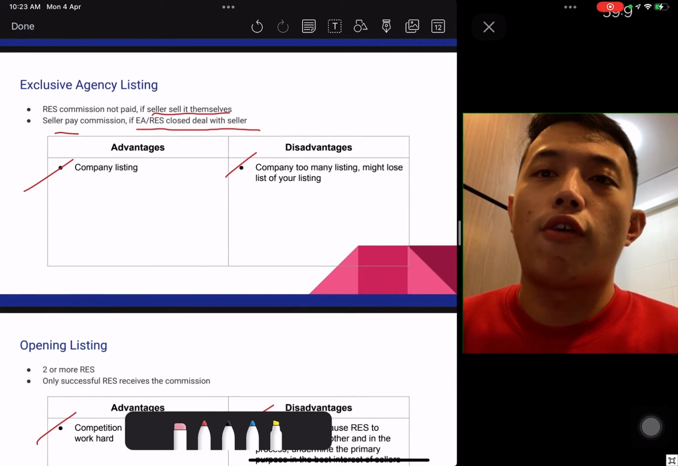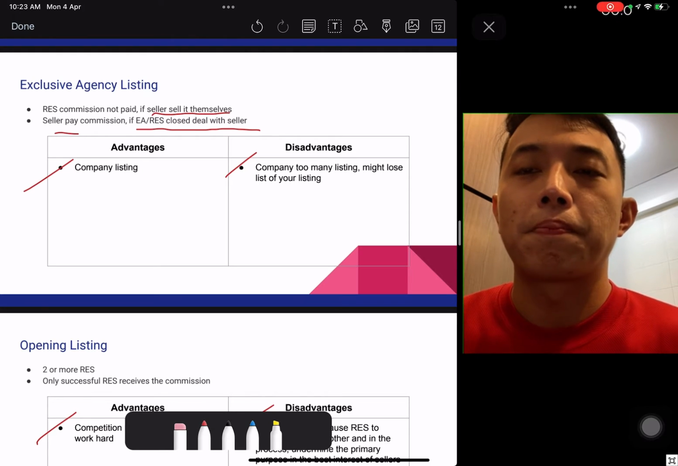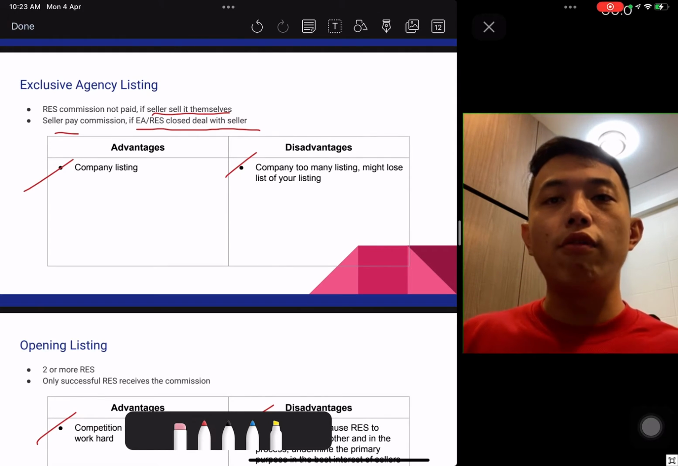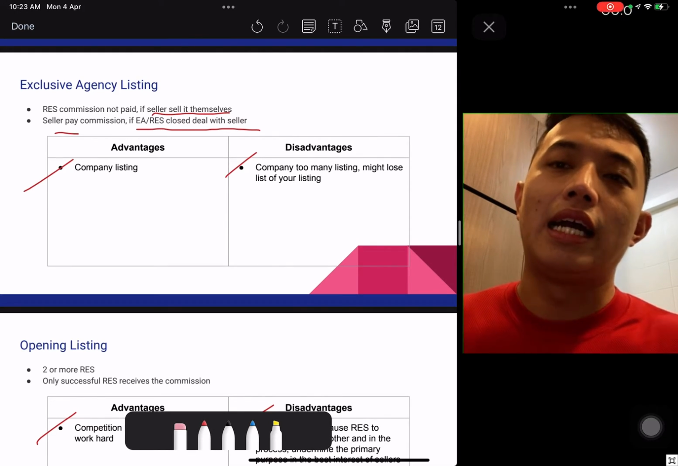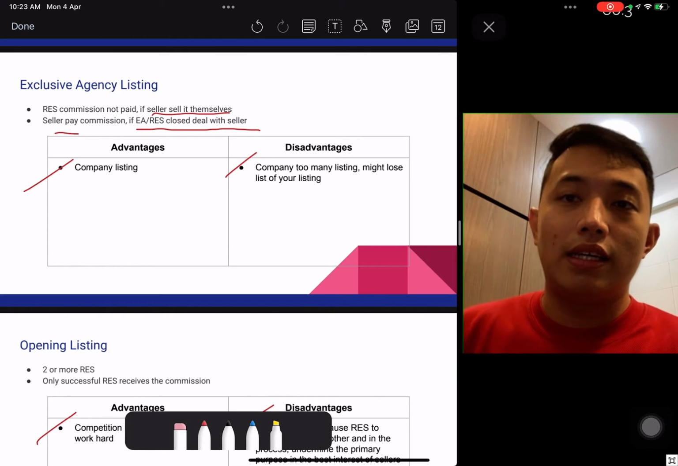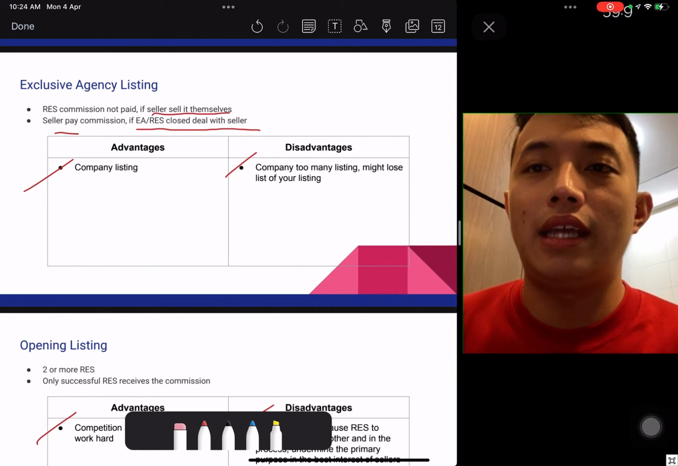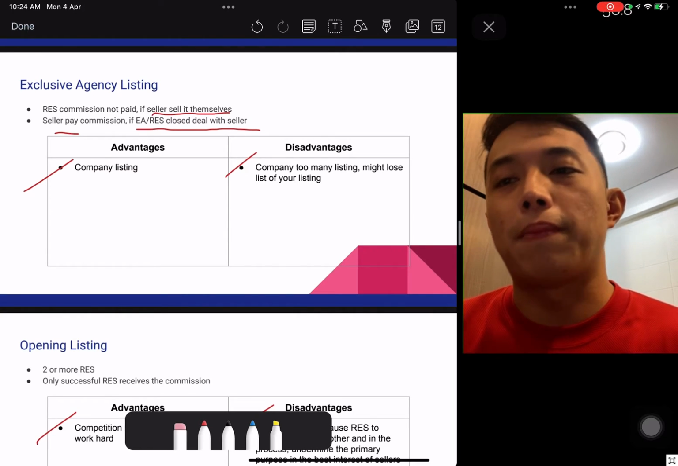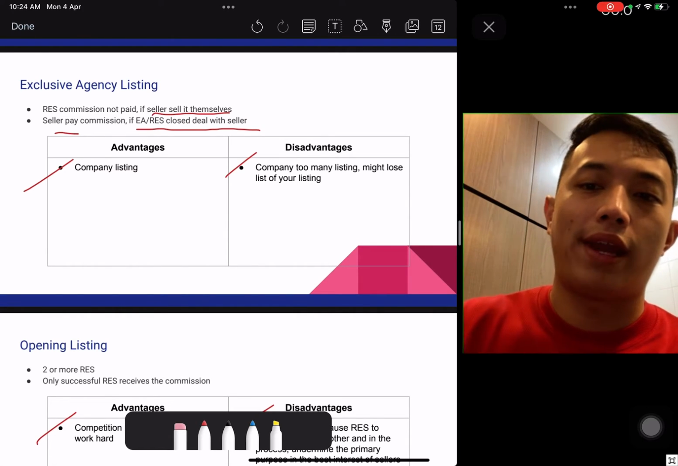So for the exclusive agency listing, a seller has to sell it themselves. The agent will not get it. The agent is paid only when the EA or RES closes the deal for them. So it's a company listing, but if there are too many listings, they will forget it.